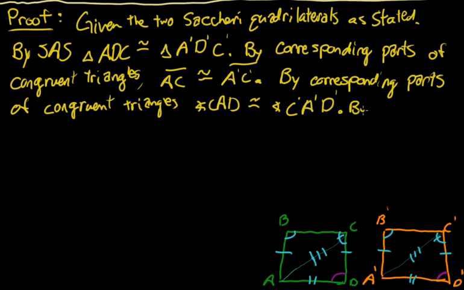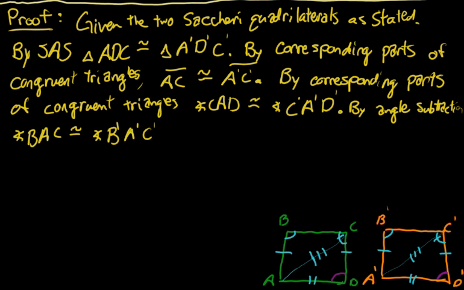Then by angle subtraction, angle BAC is congruent to angle B prime, A prime, C prime. So BAC will, even though it is a lighter purple, we'll just put that hash mark there anyways, to make it clear.